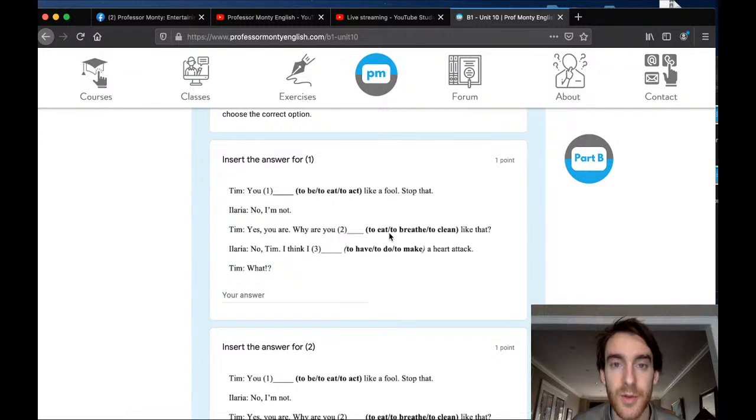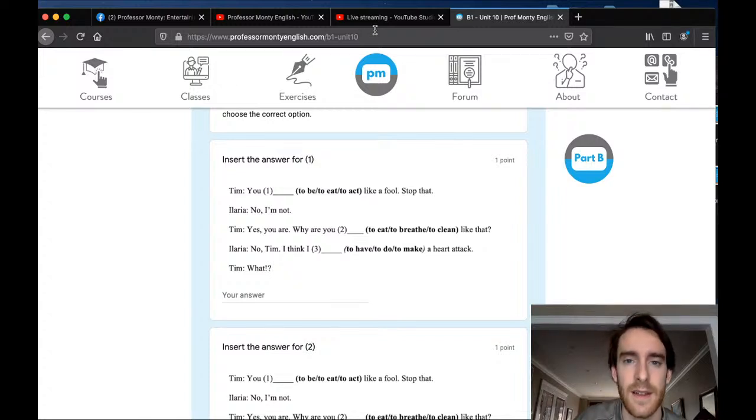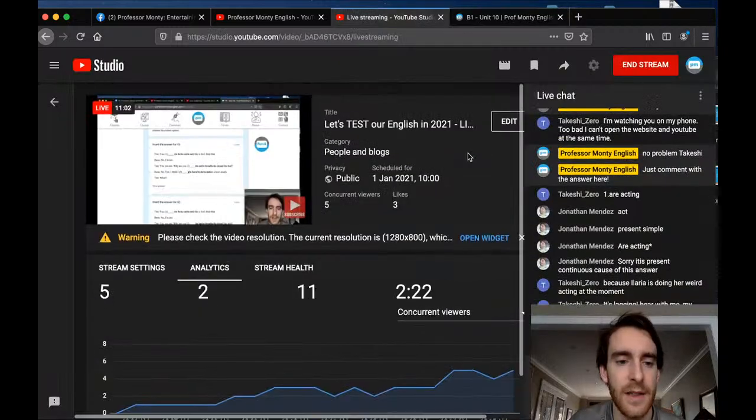Remember, you have to choose one of these 3 verbs and conjugate them. So, no, I'm not. Tim says, yes, you are. Why are you like that? I think you have to read the next sentence here to understand which verb to use in number 2. So Jonathan says, very good, Jonathan. Jonathan says, breathing. Breathing. Okay, I just want to see the stream health.